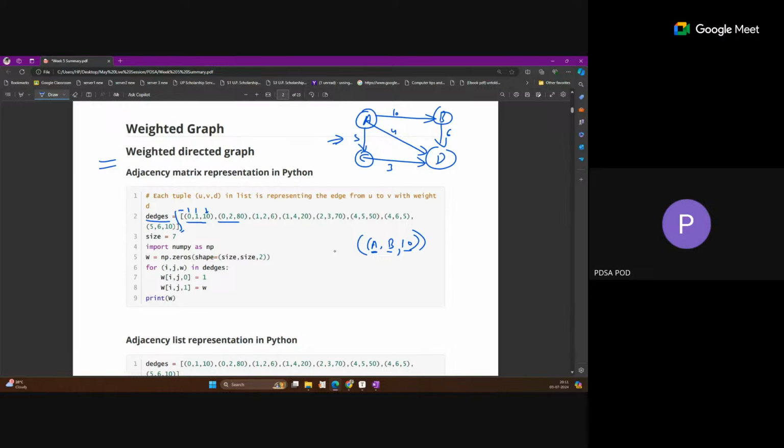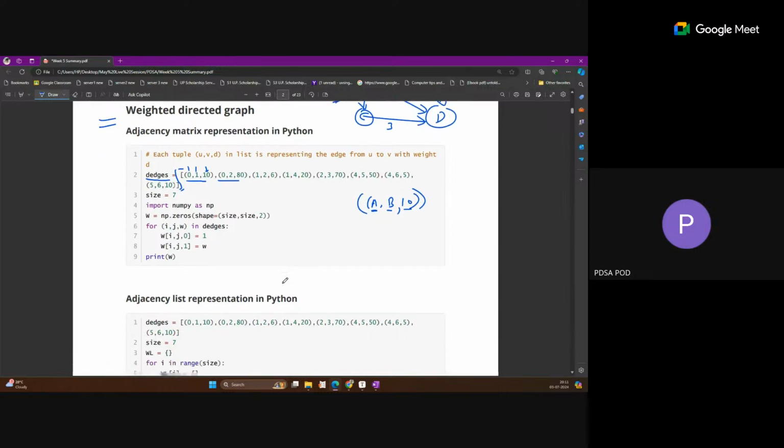Now how are we storing this into our graph? So you know that we use the adjacency matrix representation, and we use the adjacency list representation for the graph. For adjacency matrix, you can see now we are creating a matrix using numpy. Okay, you can also create it using a nested list, that is a Python nested list. But here what we are doing, we are creating a matrix of this size by comma 2.